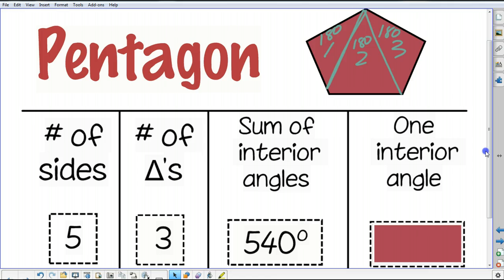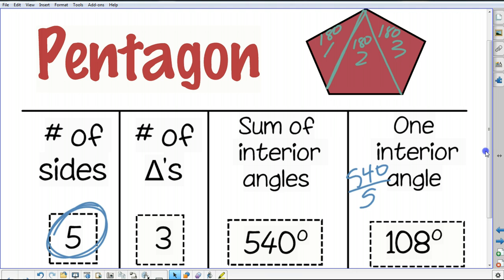Alright, if there's 540 degrees, if all angles were congruent, how many would each angle equal? What do I take 540 and divide it by? It's got 5 angles. 5 sides, 5 angles. 540 divided by 5 is 108. Are you following along? 108 was one interior angle.